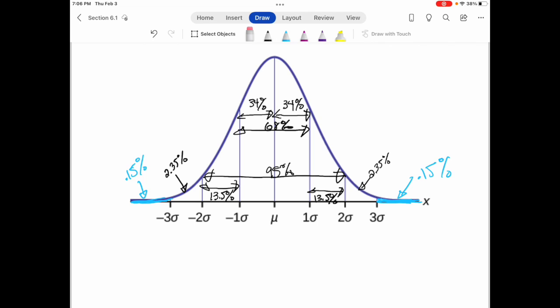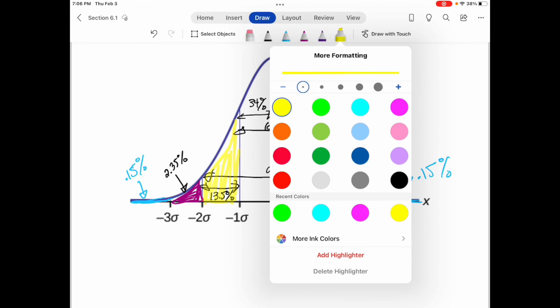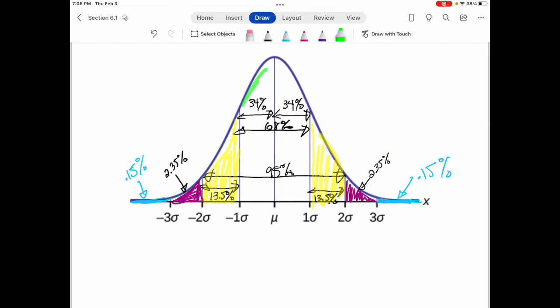The total of everything under this curve should add to 100%. And now we can check it. If I add 0.15 and then I add this area here, which is 2.35, and this area here, which is 2.35. Then if I add this area here, which is 13.5, and this area here, which is 13.5, and then I add this area here, which is 34, and this area here, which is 34. If you add all of those up, you should get 100% of the data.